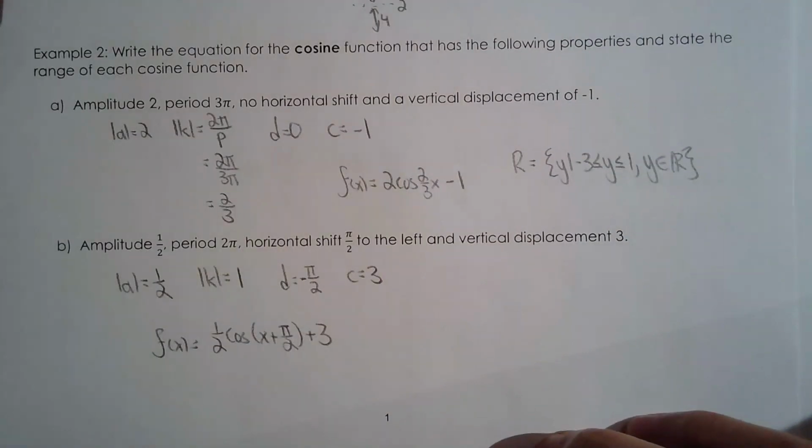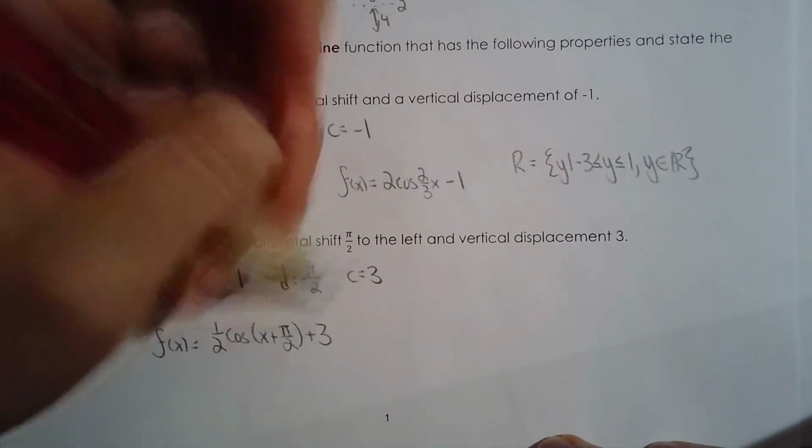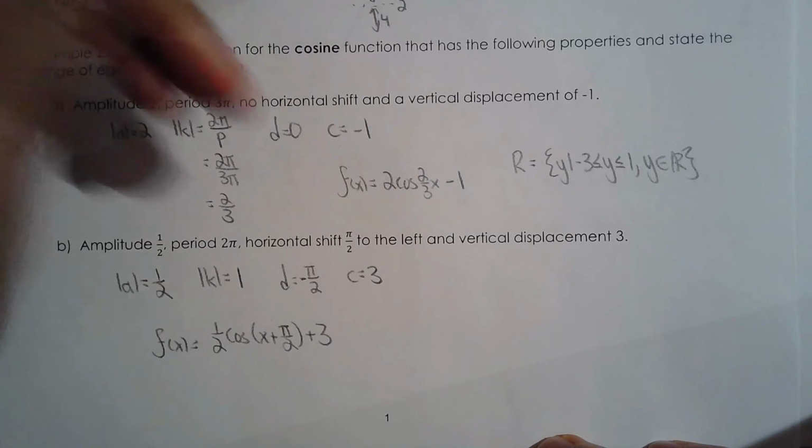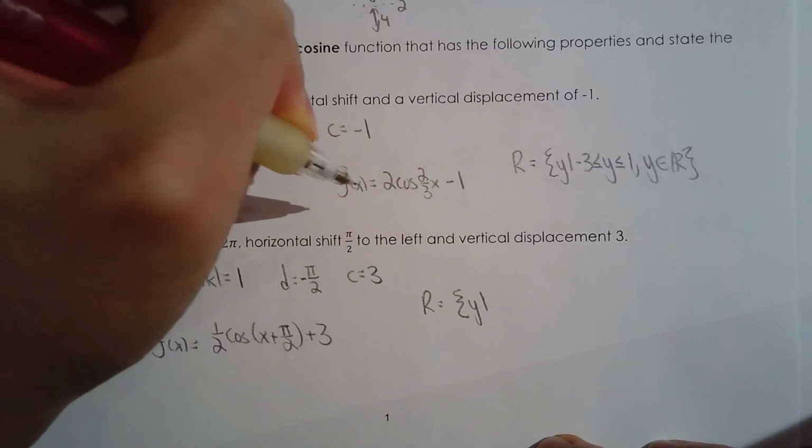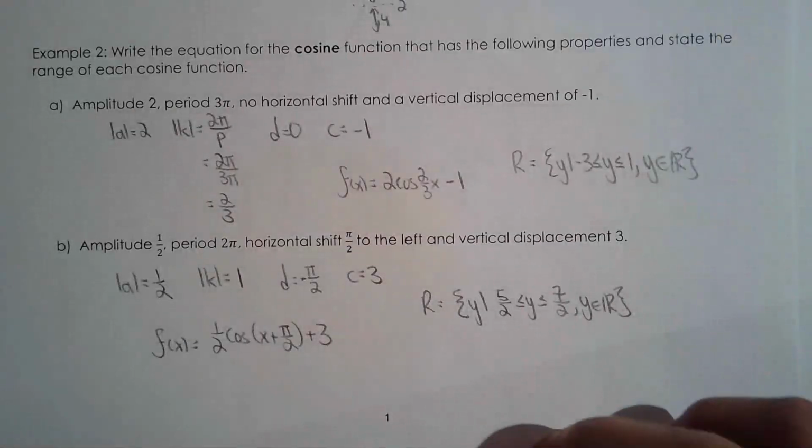Draw on the picture if you want. This one, the middle is 3, and you bounce up and down by half. So 2.5 and 3.5. You could do decimals if you want. And there you go. That's it.